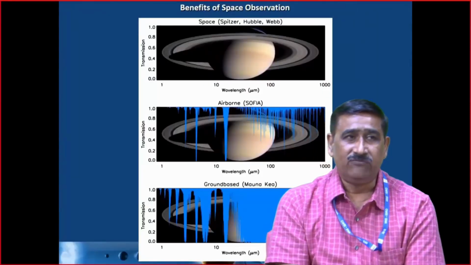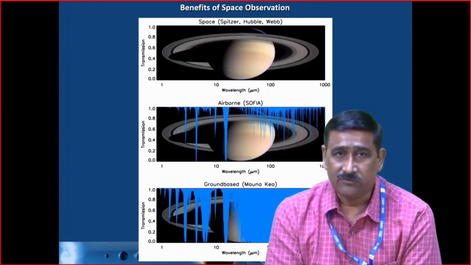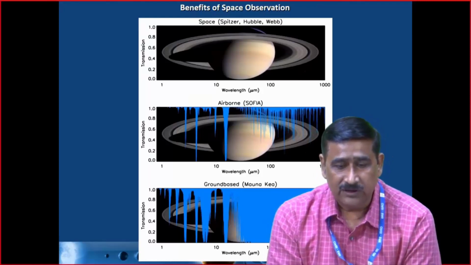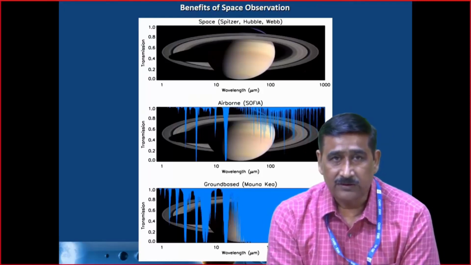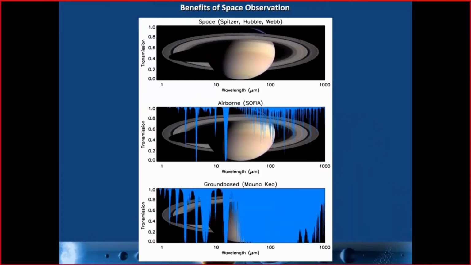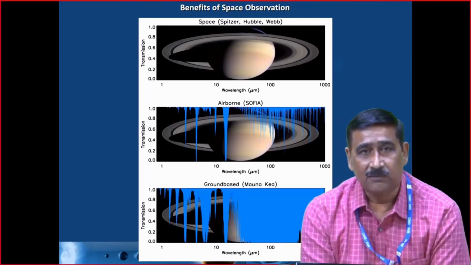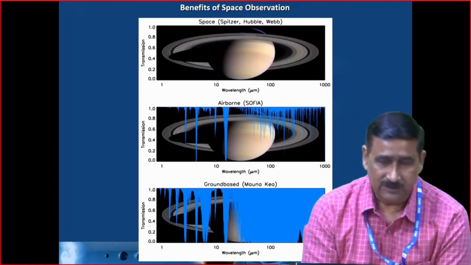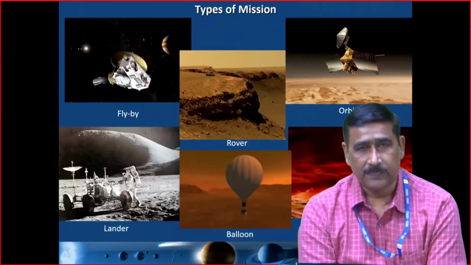When we observe planetary objects in our solar system or even beyond it, galaxies, from our ground-based telescopes, there is a lot of attenuation by the atmosphere. That is why space stations and space-based systems are preferred, like in this image which you are seeing. If I have to see Saturn, we can see it very clearly from space missions like Spitzer, Hubble, or James Webb. But from the ground, there is some attenuation. That is why the space systems are preferred.